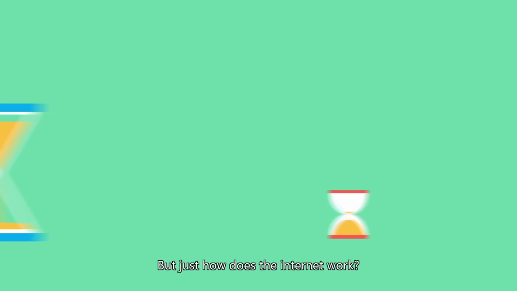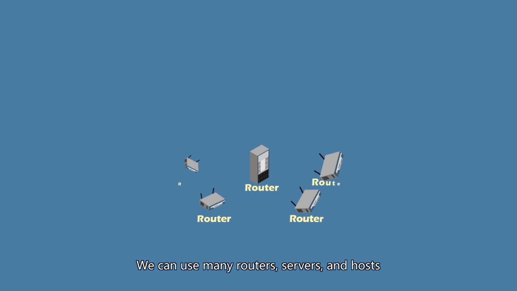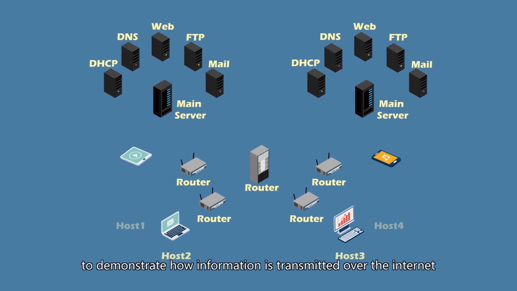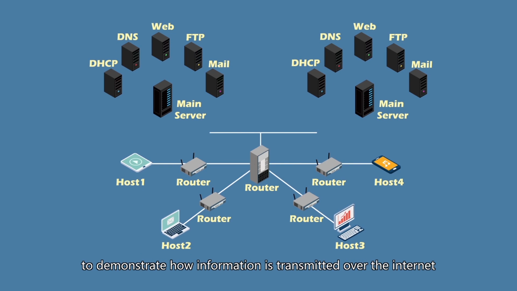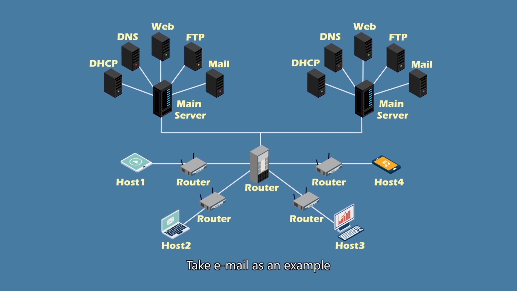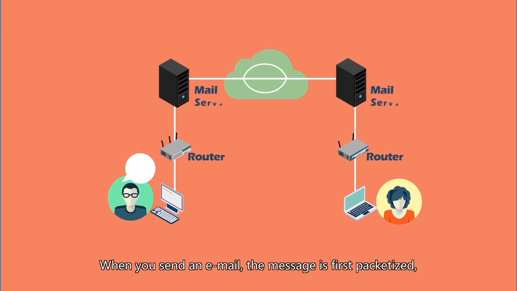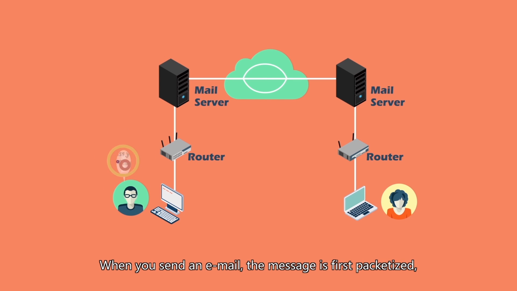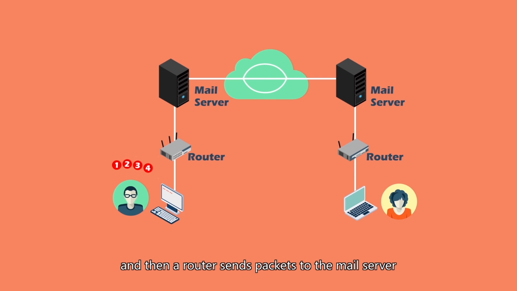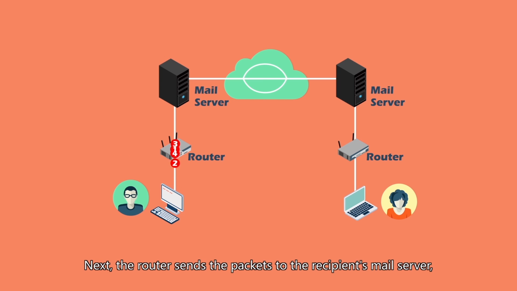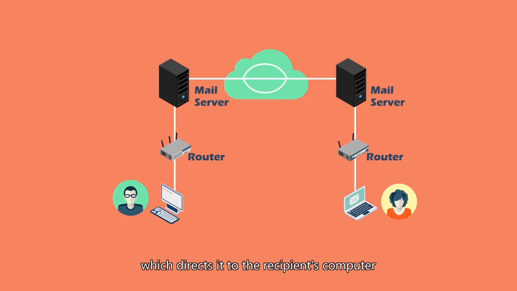But just how does the Internet work? We can use many routers, servers, and hosts to demonstrate how information is transmitted over the Internet. Take email as an example. When you send an email, the message is first packetized, and then a router sends packets to the mail server. Next, the router sends the packets to the recipient's mail server, which directs it to the recipient's computer.